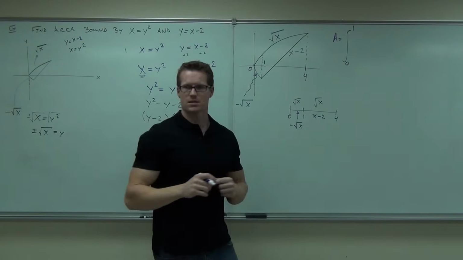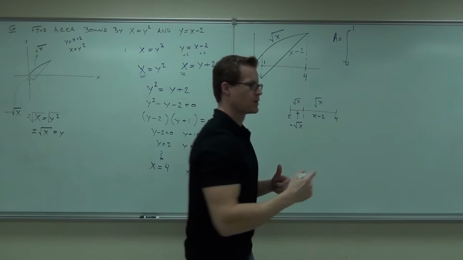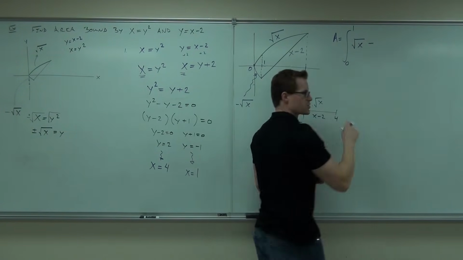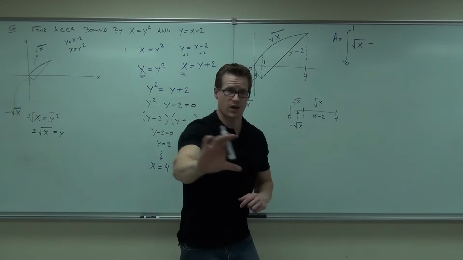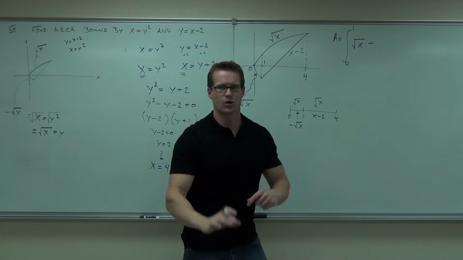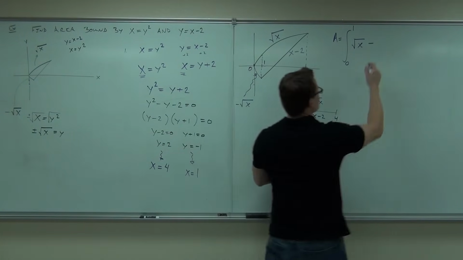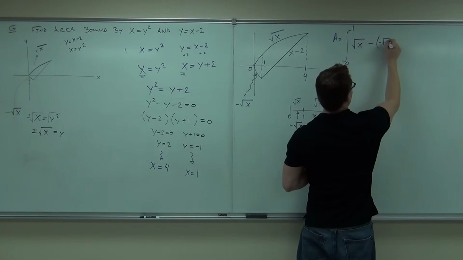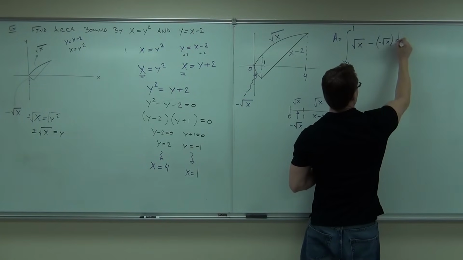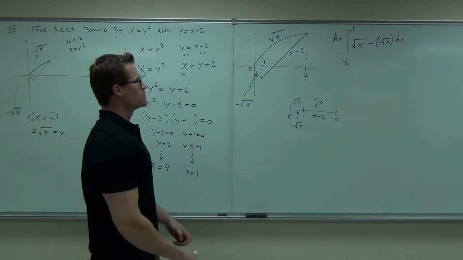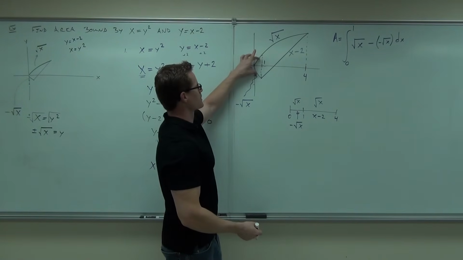Of what? Square root of x minus negative square root of x. Square root of x minus, because you subtract top one minus bottom. What's the bottom one? Negative square root of x. Don't lose that negative, otherwise your integral goes to 0. We don't want that to happen. Minus that, dx. For sure dx. Would you agree that that integral represents this little area right here?